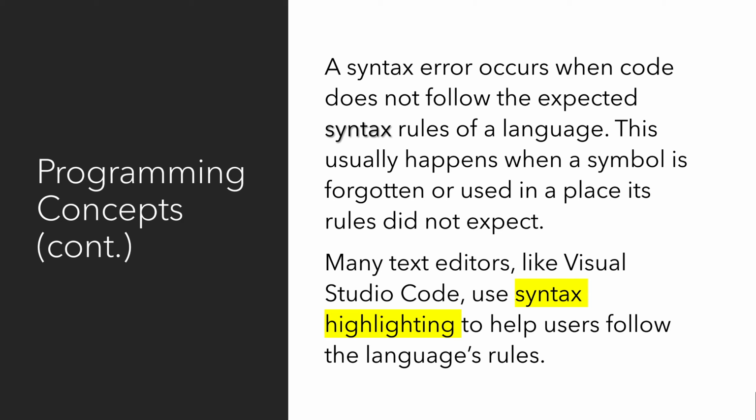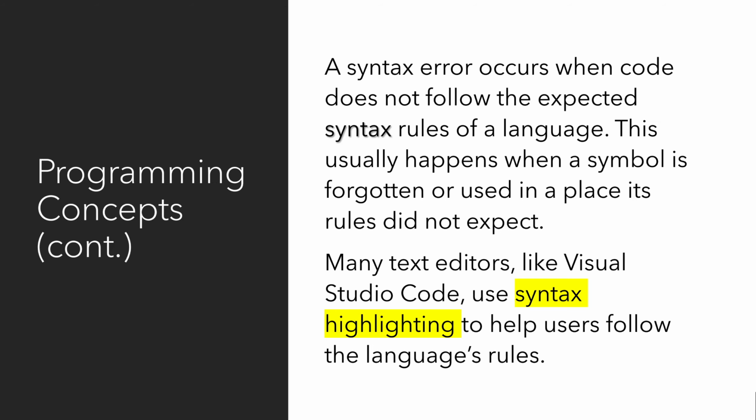A syntax error occurs when code does not follow the expected syntax rules of the language. This usually happens when a symbol is forgotten or used in a place its rules did not expect. Many text editors, like Visual Studio Code, use syntax highlighting to help users follow the language's rules. These include using colors for keywords and using other combinations of syntax highlighting to suggest to a developer or author when writing in a programming language they may not be following the syntax rules and helping guide them along.